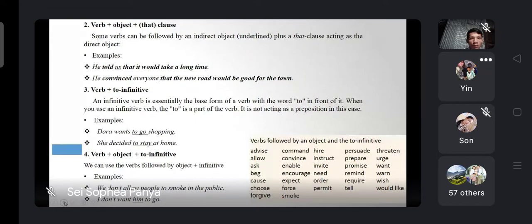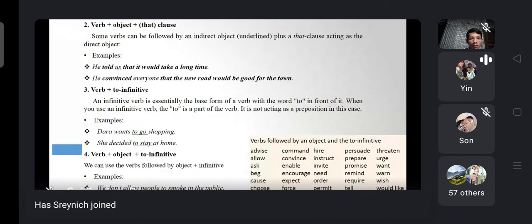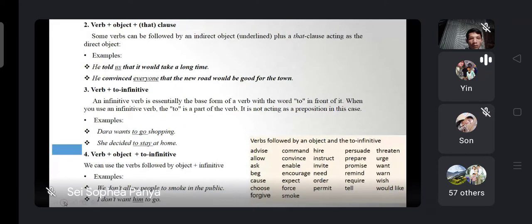Yeah, the verb go headed by to. We call it the to infinitive verb. Number two, she decided to stay at home. To stay, we call it an infinitive verb.